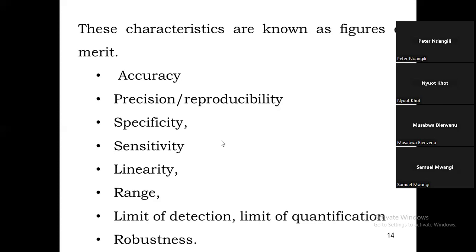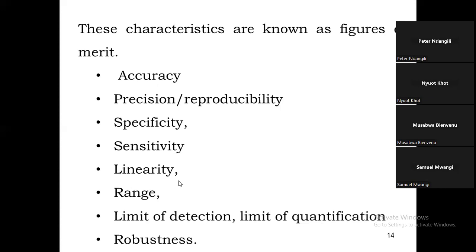Then we talk about specificity. Now, specificity here is that particular method able to discriminate your target analyte from any other analyte that is present in the matrix mixture. Then we also have sensitivity. This is the signal per unit concentration.